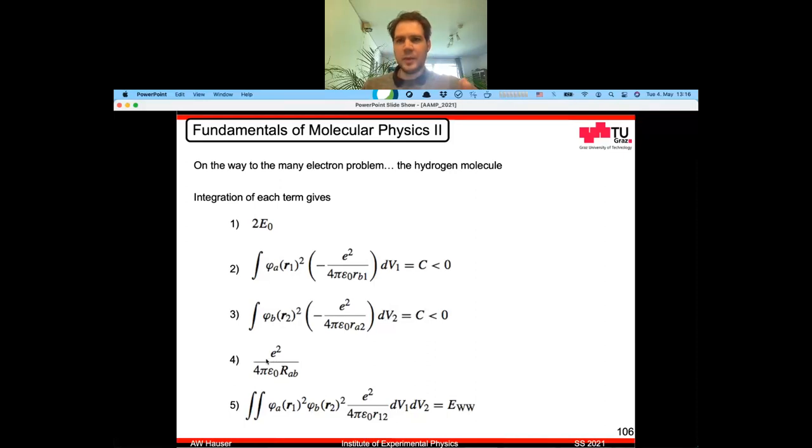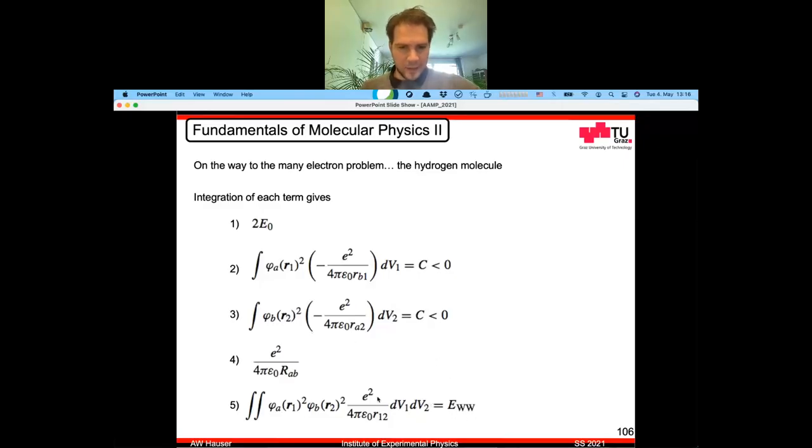It is just a Coulomb interaction between the two nuclei. So this is just a number which depends on your molecular geometry, but it doesn't depend on the electron coordinates. And the last term is going to be the tricky term in the future when we deal with more complicated n-electron problems. This is the electron-electron interaction term. Again, this is from Haken-Wolf, I think, therefore it's in German.